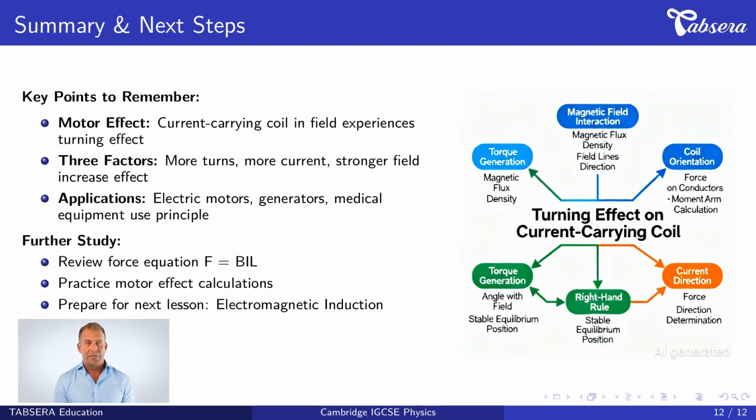Third, applications include electric motors in vehicles and appliances, generators in power stations, and medical equipment like MRI scanners. For further study, review the force equation F equals BIL and understand how it applies to each side of a coil. Practice calculations involving motor effects and turning forces. The next lesson covers electromagnetic induction, which is the reverse process: how moving conductors in magnetic fields generate electrical current. Today's motor effect knowledge provides the foundation for understanding generators and transformers.